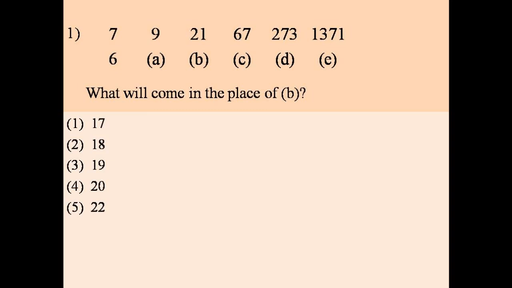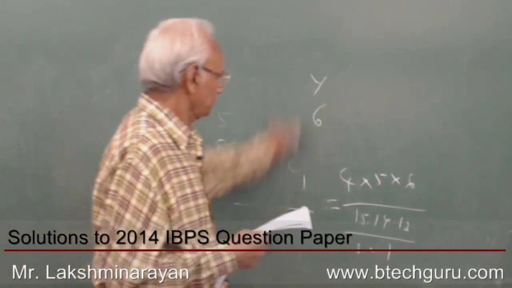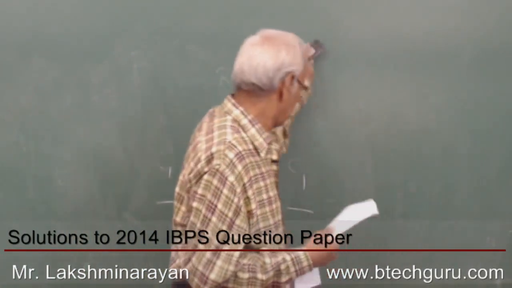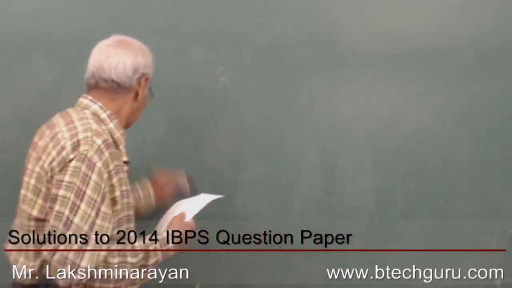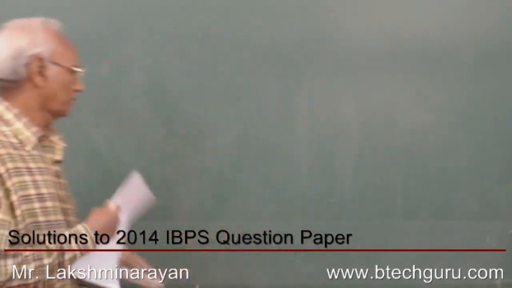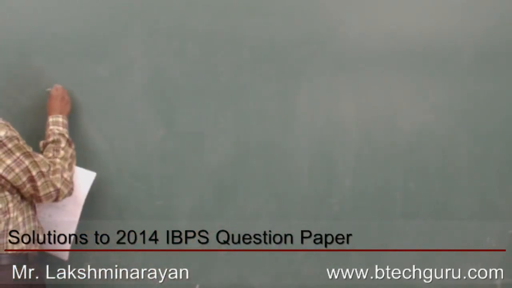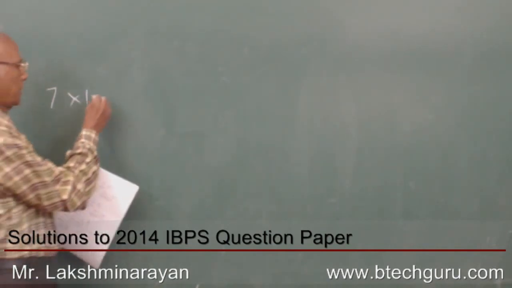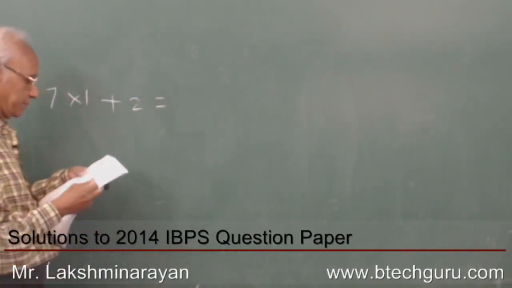From 7, how can we get 9? By trying various methods, we can find it. Suppose you say 7 multiplied by 1 and add to it. 7 into 1 is 7, plus 2 is 9. I will write it down. 7 into 1 plus 2, that becomes 9.